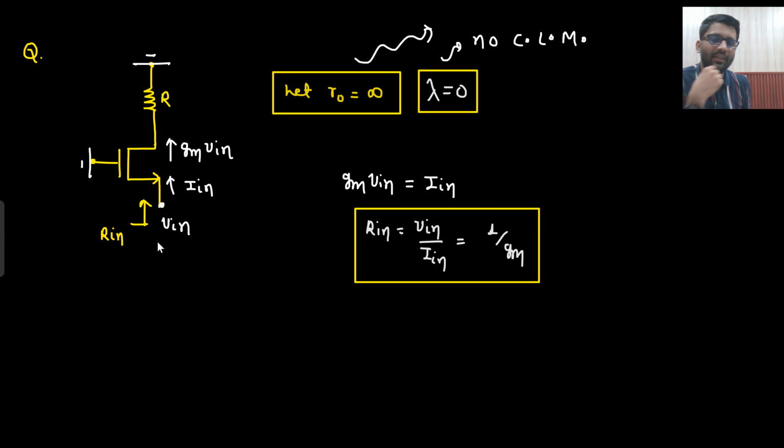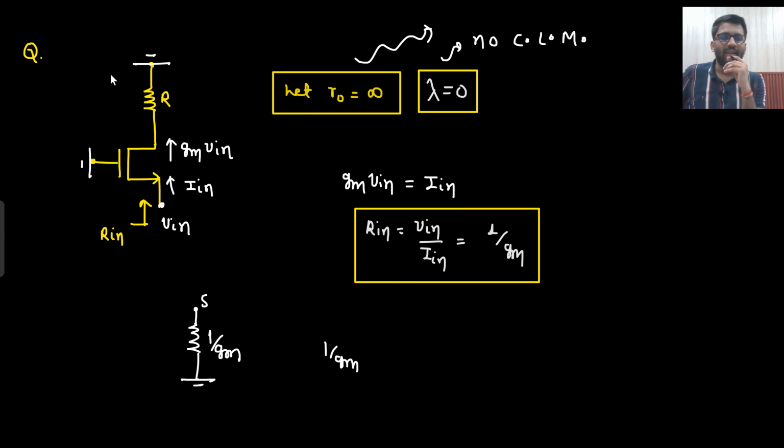From source to gate, what do I see? 1 by Gm, and gate is connected to ground. From source to gate, I see 1 by Gm, but gate is connected to ground. So from source to ground, how much resistance do I see? 1 by Gm. Now you will say, sir, what will happen to this R? Does that matter to you? No, it doesn't matter. Wherever this R is, I don't care.